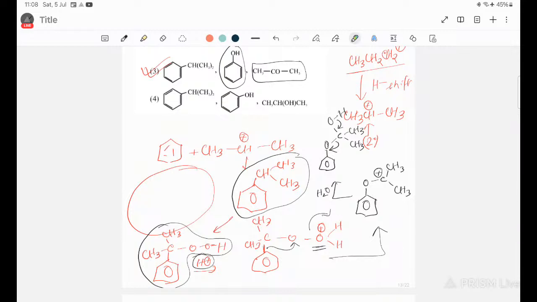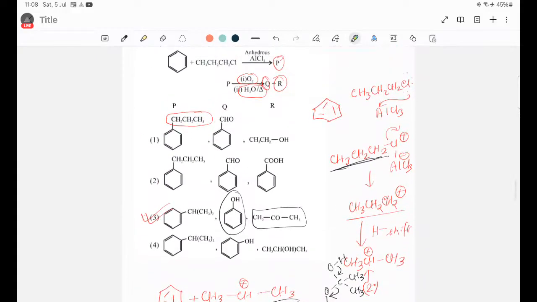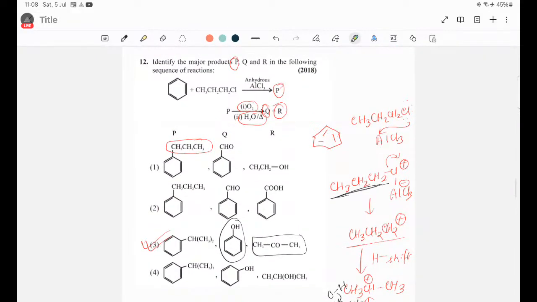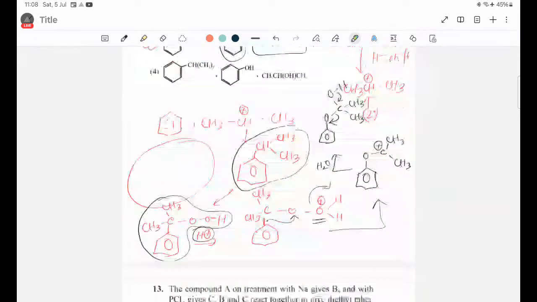If it is shifting, then carbon will get the positive charge, and in presence of H2O it will be converted into OH. Now if it is converted into OH, then the OH bond can be broken to be converted into carbon double bond oxygen, giving the ketone, and the rest part will be converted into the phenol. So option 3 will be the correct one. That's why I told you this is one of the hardest questions we have received in the NEET exam. It came in 2018.